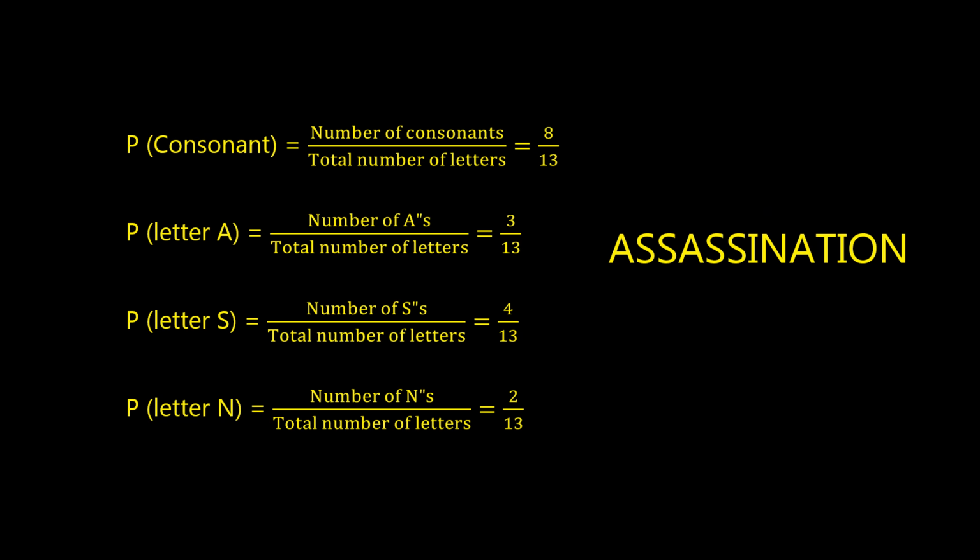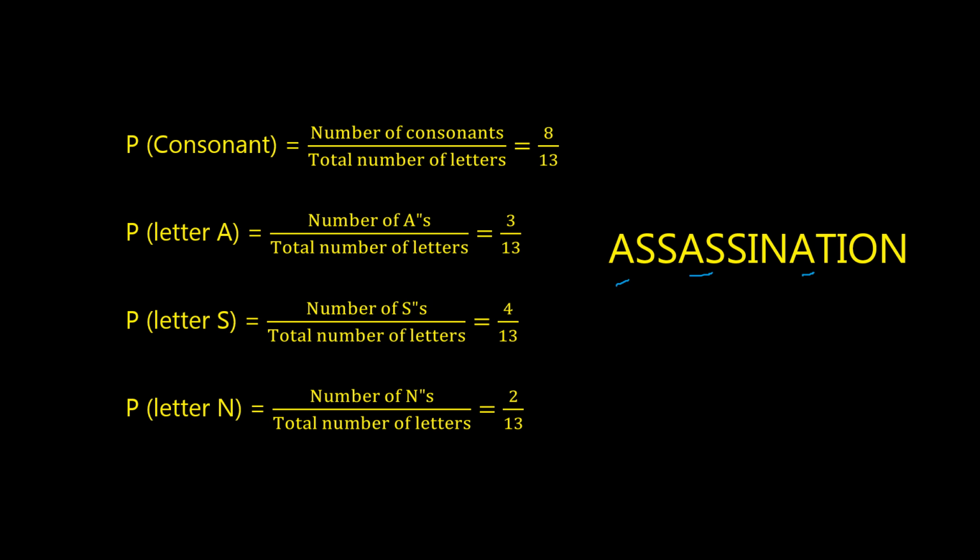So P of letter A is simply number of A's by total number of letters. How many A's are there? Totally 3 A's are there in the given word. That's why 3 by 13 is the probability of getting letter A.